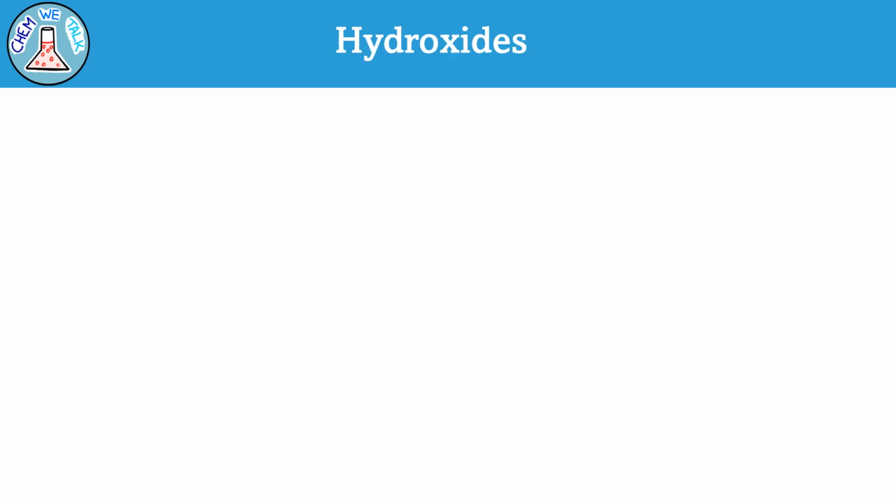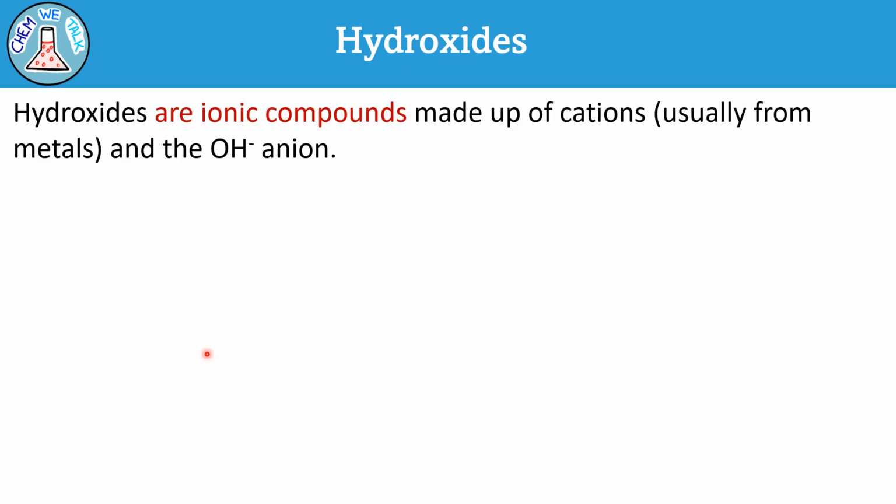All right, so let's shift the gears a little bit, and I'll start talking about hydroxides, which are going to have similar nomenclature rules. Okay, so let's just define hydroxides first. They are ionic compounds made up of cations. Usually they're going to be from metals. There might be a few exceptions. And the OH anion, and the OH anion is also called the hydroxide anion.